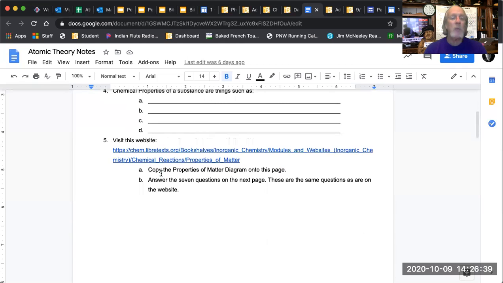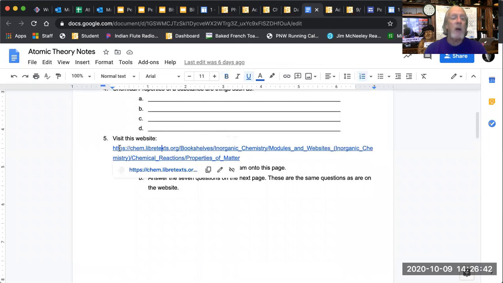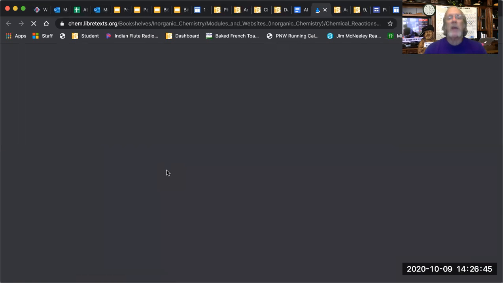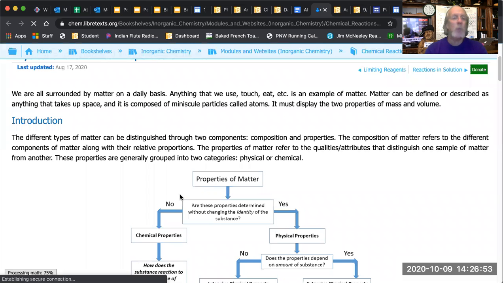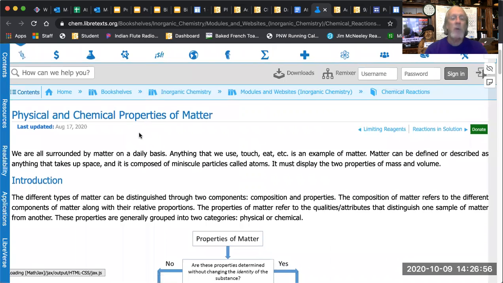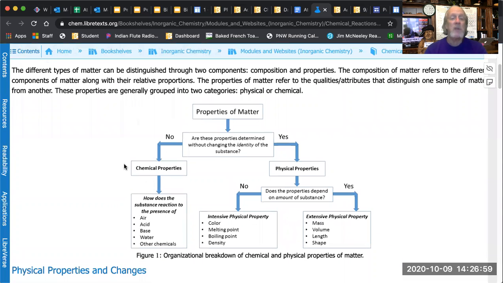All right, when we visit this particular website, it brings up a little diagram, and I want you to copy the diagram and put it into this Google Doc. This website walks through physical and chemical properties of substances. When we think about the properties, you can think about it like a flow diagram. If we ask ourselves the question, let's say about a car, and I want to know its color, is this property determined without changing the substance? Yes, I can determine the color without messing with the car. Then it's a physical property.